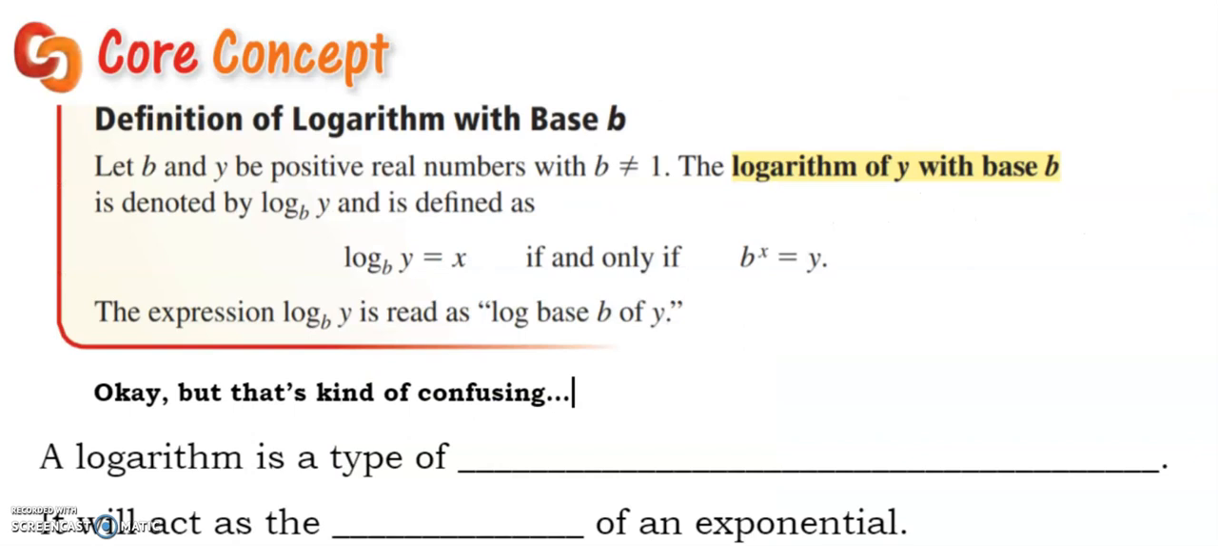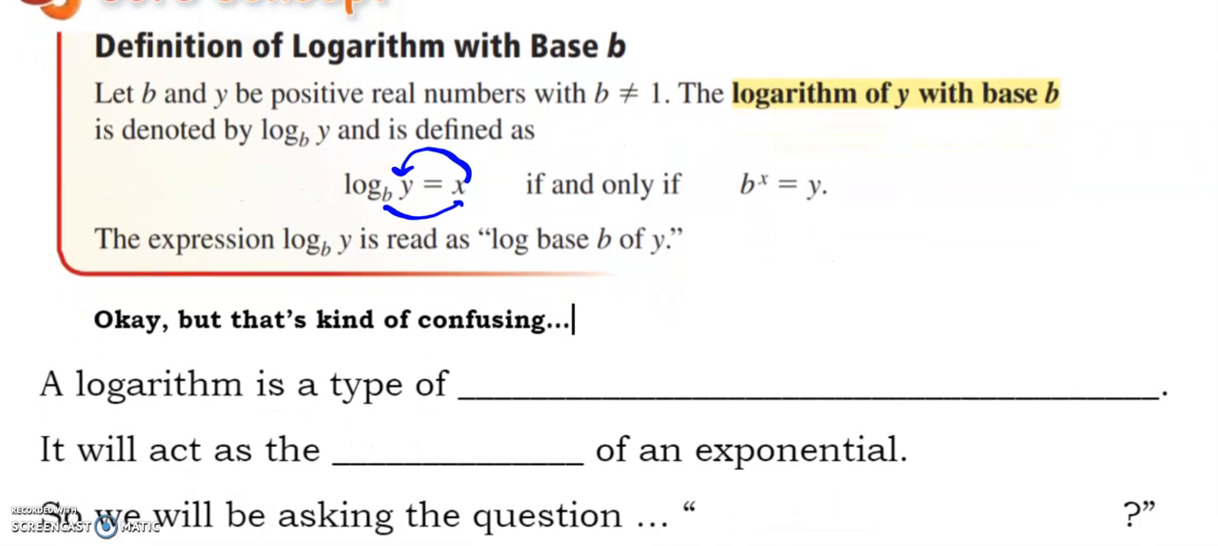So here's our official definition from your textbook. Log base b of y is equal to x if and only if b to the x is equal to y. B to the x is equal to y. Okay, so that's kind of confusing. You can pause if you need to write all that down.